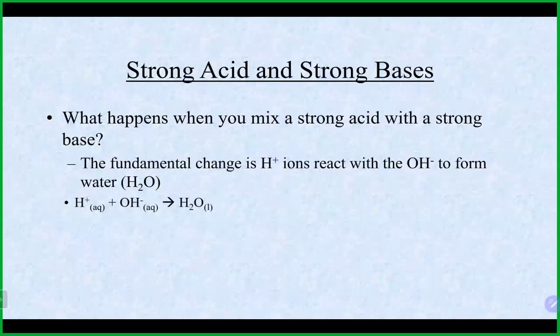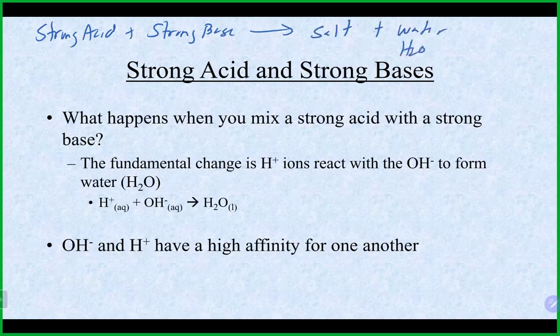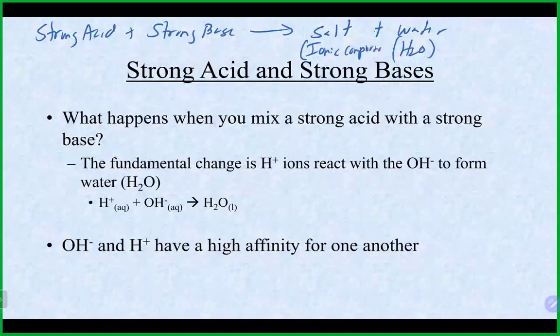Now, when we have a reaction of a strong acid with a strong base, we typically get two things formed. We get a salt and we get water, which is our H2O. And a salt is just an ionic compound. A reaction of a strong acid with a strong base is really a double displacement reaction. All acid-base reactions, for the most part, are double displacement reactions.